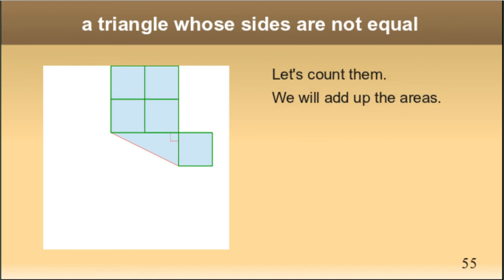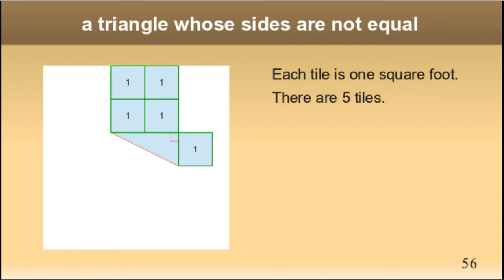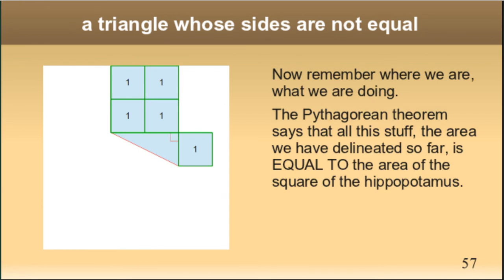And let's count them up. We're going to add up all these new areas. Each tile is a square foot, and there are 5 tiles, so that's 5 square feet, right? Now remember what we're doing. The Pythagorean theorem says that all this stuff, the area we have delineated so far, is equal to the area of the square of the hypotenuse.